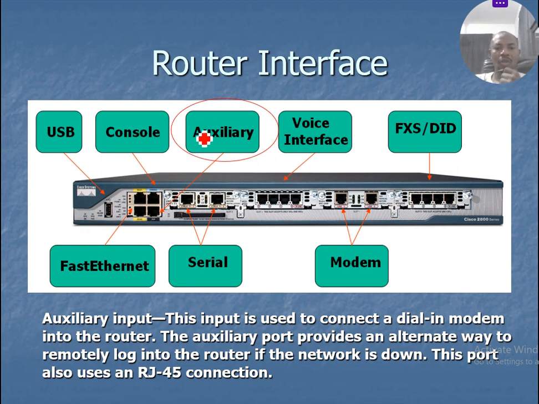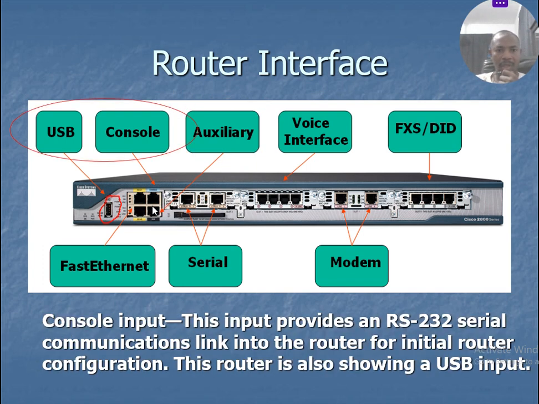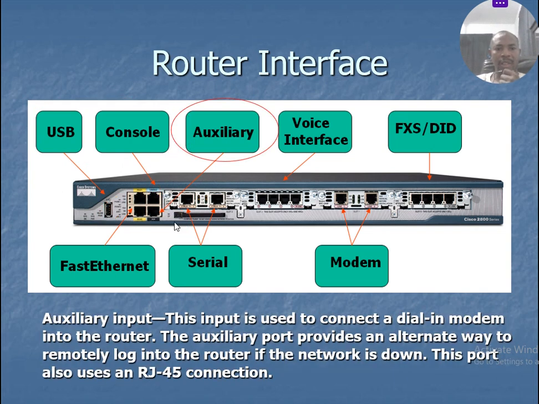The next one is the auxiliary. Look at this one. This one is what we call the auxiliary. The console is this one. Remember, let's go back. So this is the console input, this first one. If you want me to draw it, we can draw it. This is the console input. Is that okay? Now that's the first one. Now the second one is the auxiliary, the one directly below it.